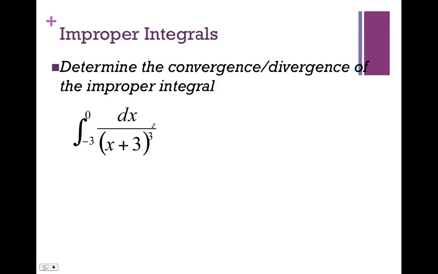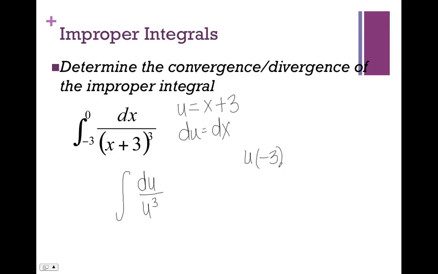I'm not really sure what I want to do with limit comparison. I want to show you a cool trick. If I were actually integrating this, I would rewrite u as x plus 3, and du is just dx. So this would change to the integral of du over u cubed, yes? Then u your limits of integration. U of negative 3 gives me negative 3 plus 3, which is 0. U of 0 gives me 0 plus 3, which is 3.